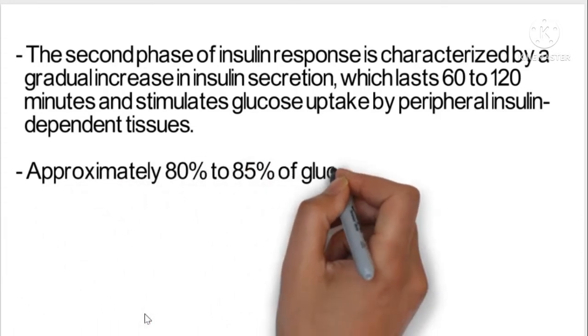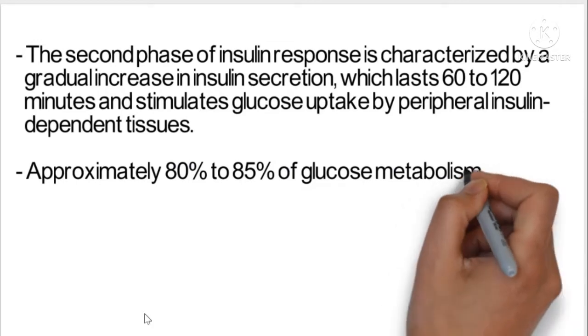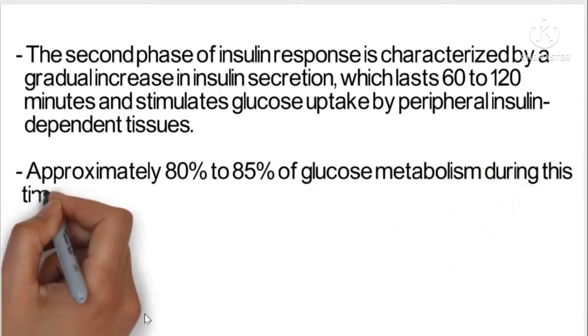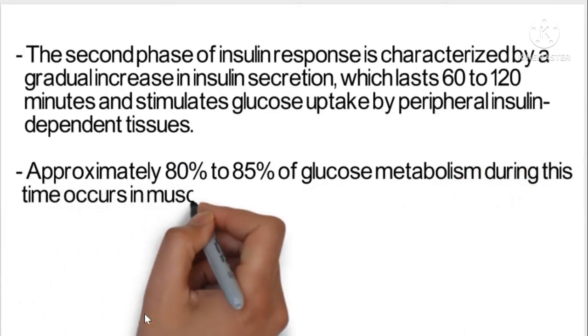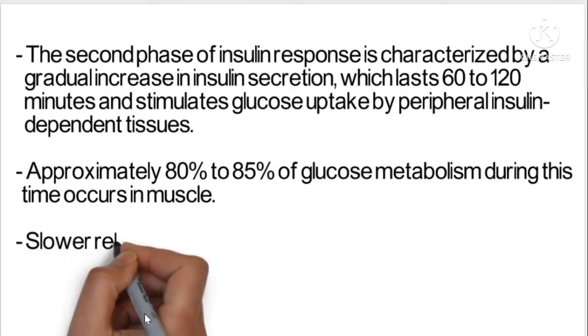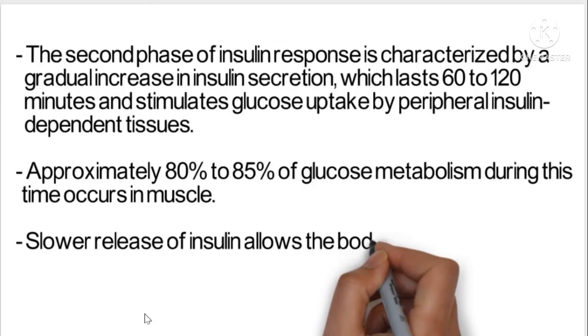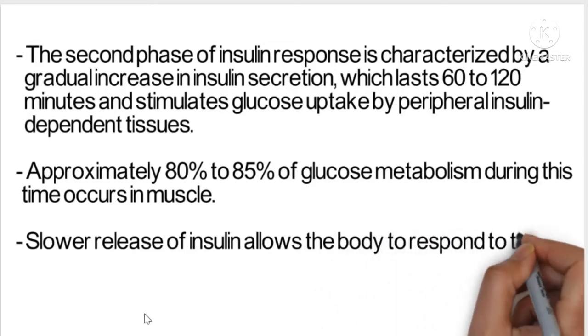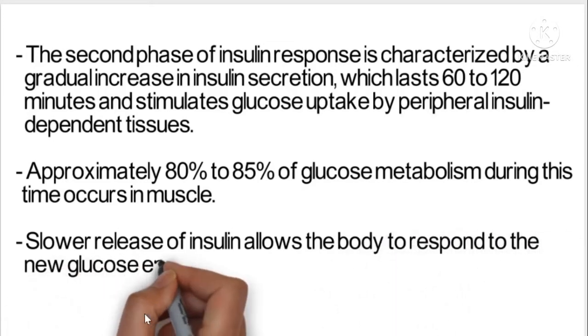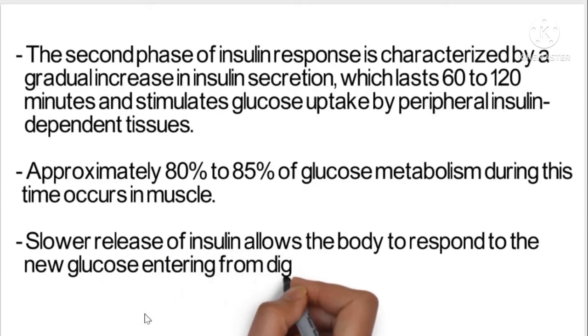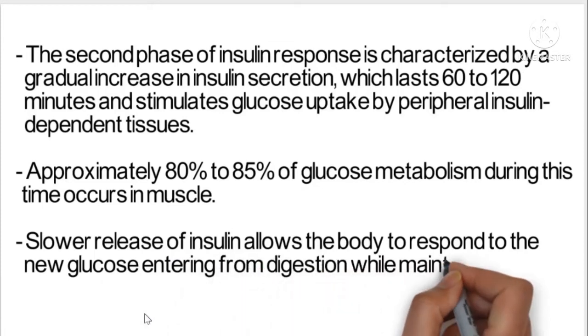During the second phase of insulin response, about 80 to 85% of the glucose metabolism occurs in the muscles during this time. Slower release of insulin in about 2 hours allows the body to respond to new glucose coming from the digestion and maintaining the blood glucose levels.